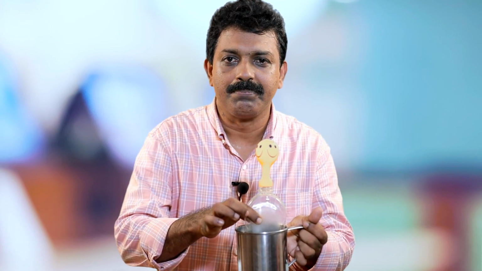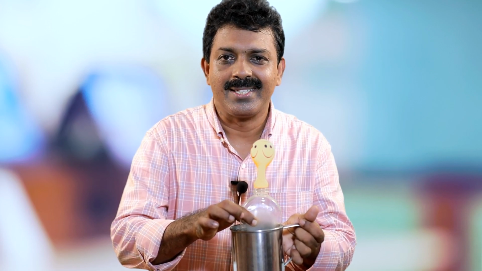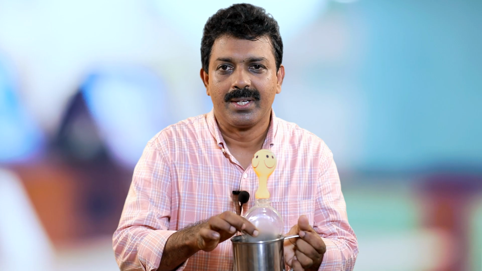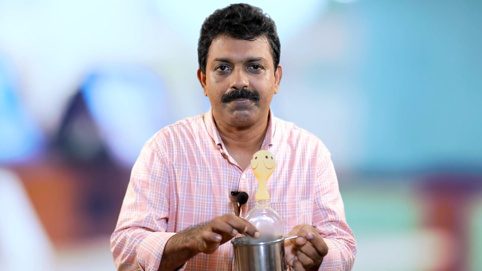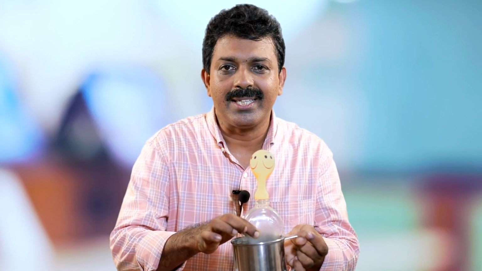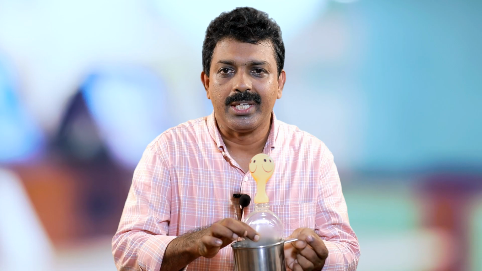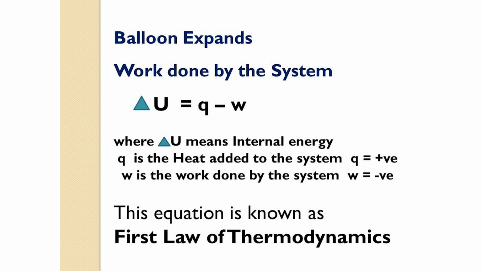What happened to the system? Heat supplied to the system, that is Q positive. The balloon expands. Work done by the system, that is W negative. Students, here the heat is added to the system. What happened to the balloon? Balloon expands. That is work done by the system. What will be the value of work done in this case? W equal to negative. Can you write the equation of this experiment?